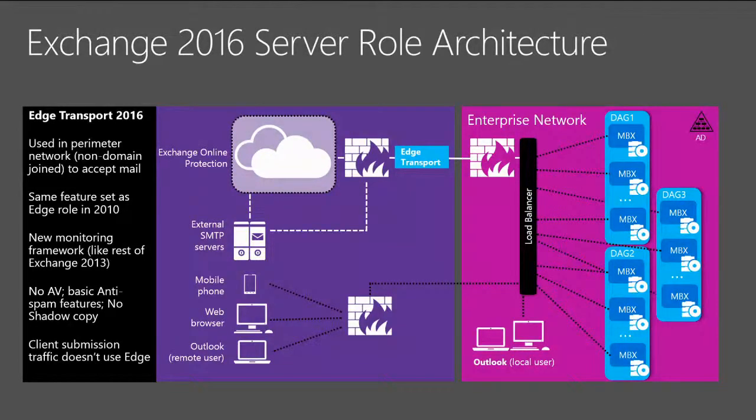The role is that, hey, I don't want a machine that's attached to my Active Directory. I want a machine that's non-domain joined to accept mail before anything happens to that mail. And that's the sole purpose of the edge transport service. While that is good, because it is in the DMZ, as you can see, what's not good is that it doesn't have any AV by default. It doesn't have any anti-spam features by default, no shadow copy. So if your edge role died after accepting mail, that mail is lost.